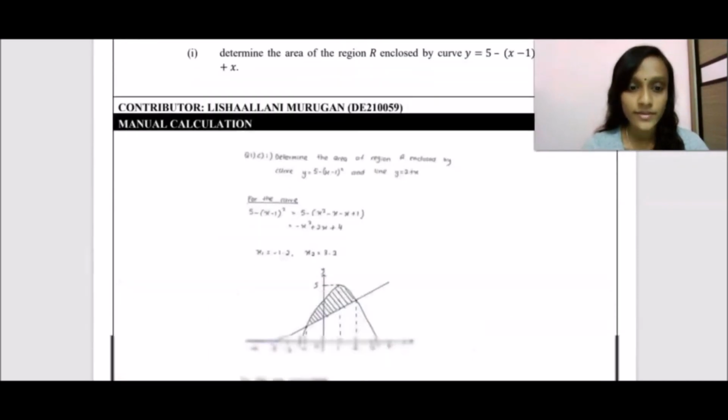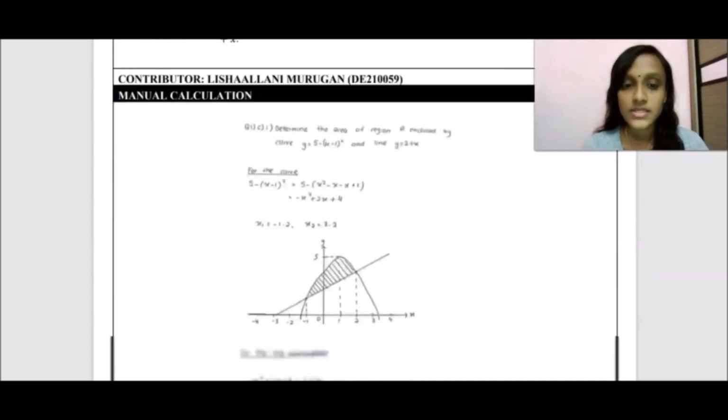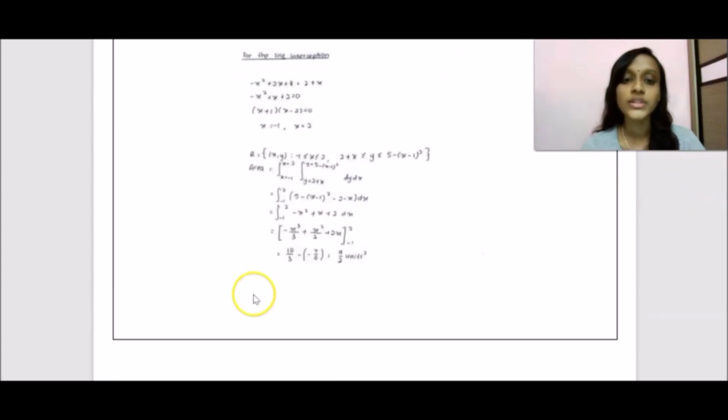And for C1, we have to determine the area of the region R enclosed by a curve and also a line. So this is the graph that I get when I did it manually, where for the curve, the intersection at the x-axis is at -1.2 and also 3.2, and the intersection of the line and the curve is at x equals -1 and x equals 2. So the area that I got from the double integration is 9 over 2 units squared.